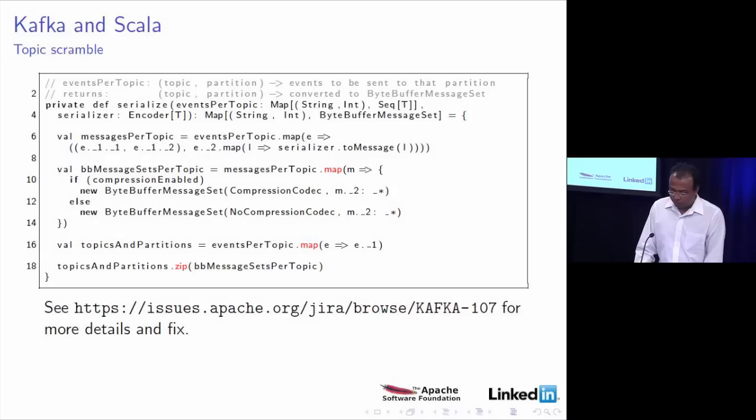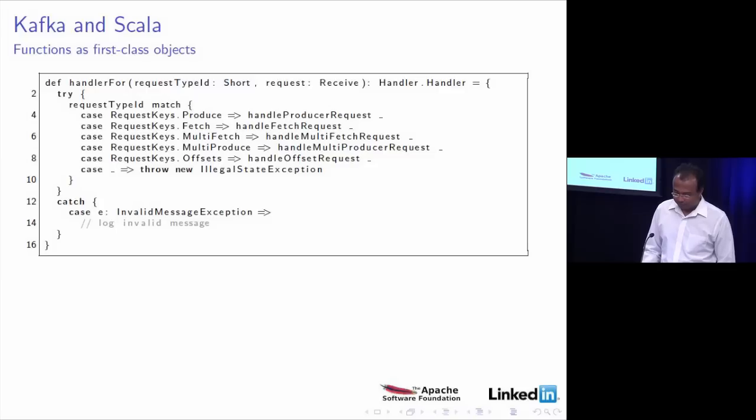And there is a Jira in Apache. Oh, I forgot to mention, I should have mentioned it at the beginning. Kafka is an Apache project, incubator project right now. And this issue is described in Kafka 107.